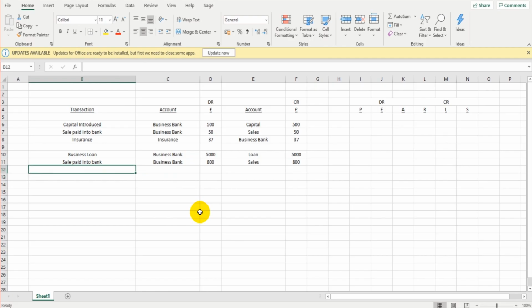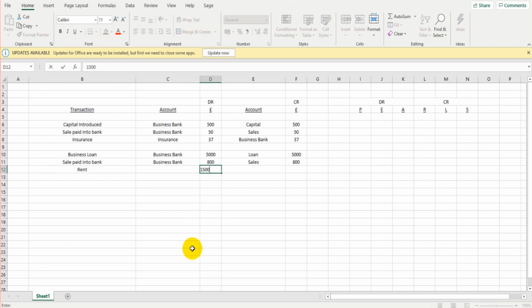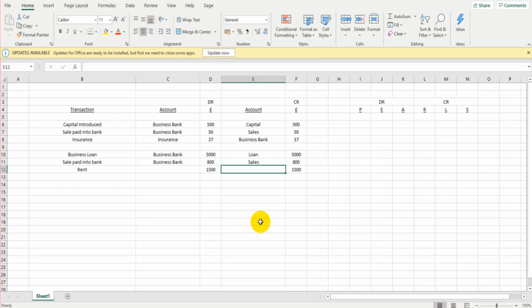Let's say this time we paid the rent of 1500. What's the debit going to be? What's the credit going to be? Well, rent is an expense, which is E for debit. So we have a rent expense account, which is a debit account. And we have money leaving the bank, L, leaving the bank for the credit. So we do business bank. We have money leaving. The best thing to do is to think of some transactions yourself and just think where the debit's going to be, where the credit's going to be.